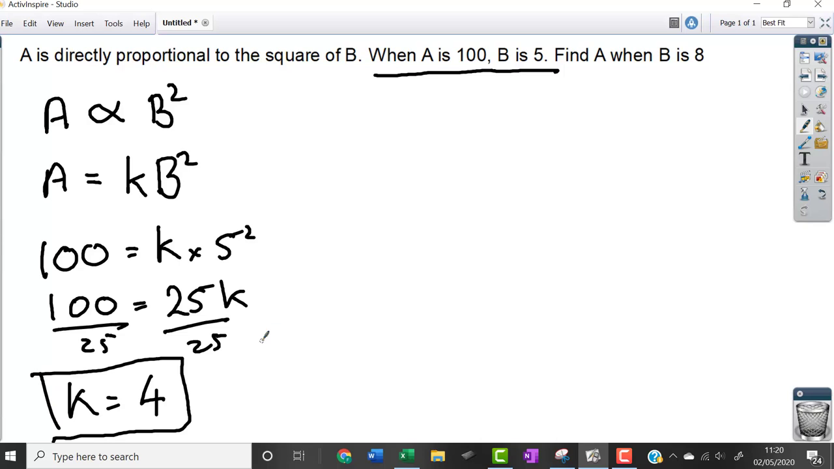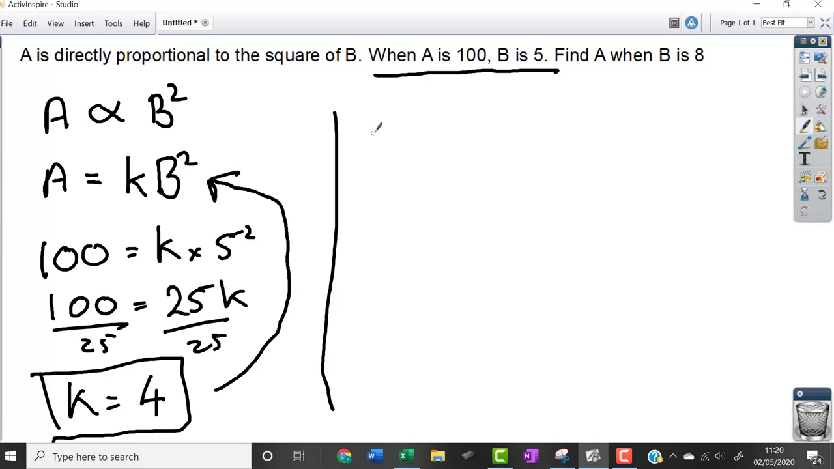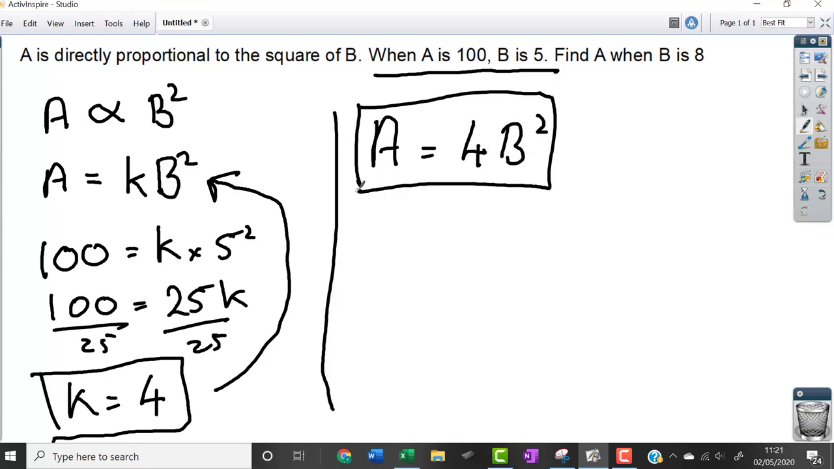This is the first mark in your question. Usually in an exam paper, this is a 3-mark question. That would be the first mark. The second mark, to put this K value into the general formula. So if we substitute that in, we get A equals 4B squared. This would be the second mark in your exam question.